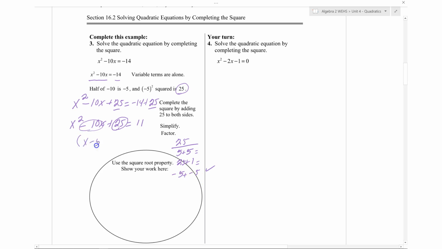We have x minus 5 times x minus 5 is equal to 11. And so we have x minus 5 raised to the second power is equal to 11. We're going to use the square root property. So we find the square root of both sides, and we're left with x minus 5 equals plus or minus the square root of 11. So x is actually going to be 5 plus or minus square root of 11.